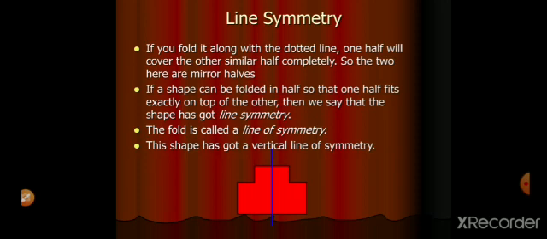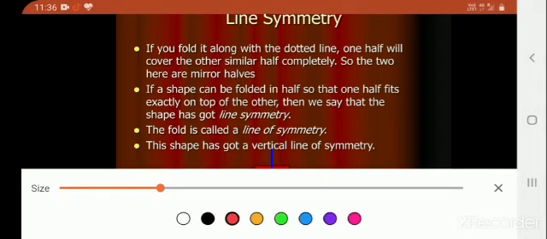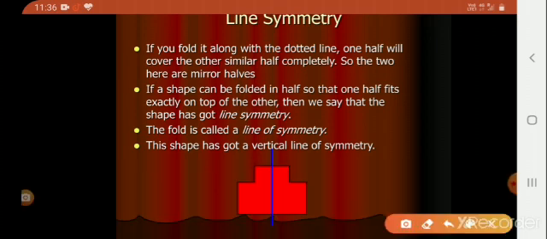This shape has a vertical line of symmetry, only a vertical line of symmetry, not a horizontal line of symmetry. If we divide this shape horizontally, you can see that the upper part does not look exactly like the lower part. It means the upper and lower parts do not exactly cover each other, so there is no horizontal line of symmetry. Here we can see only one vertical line of symmetry.